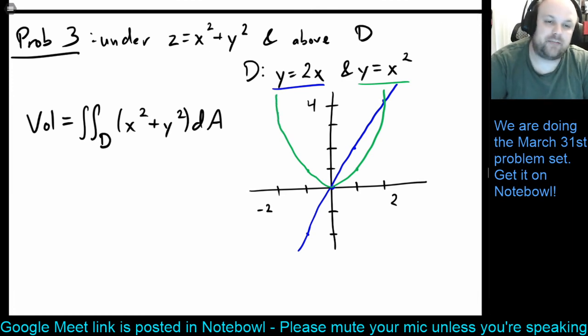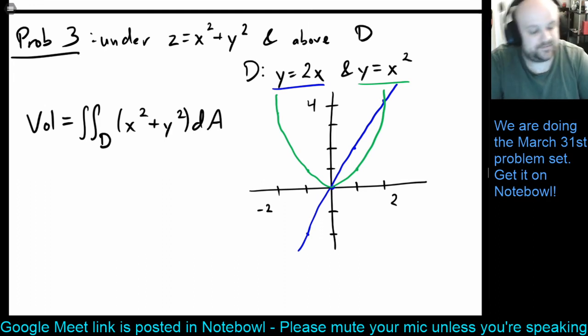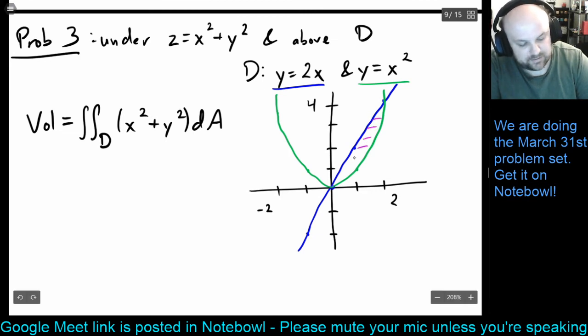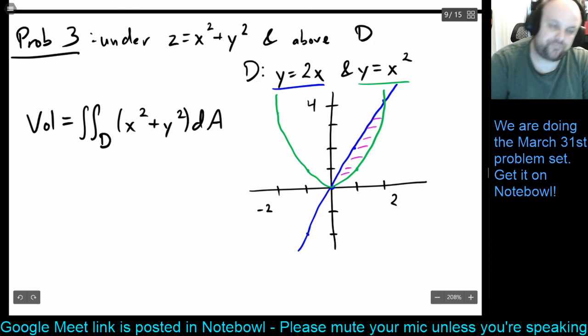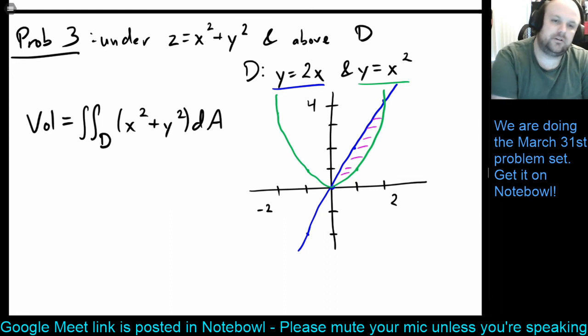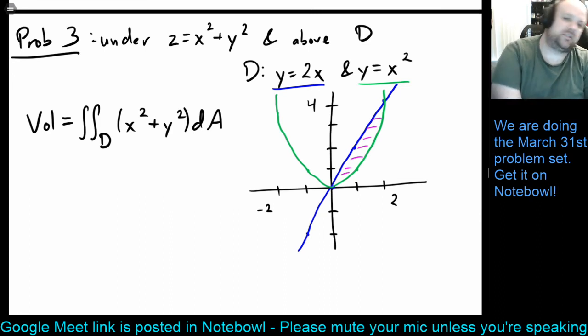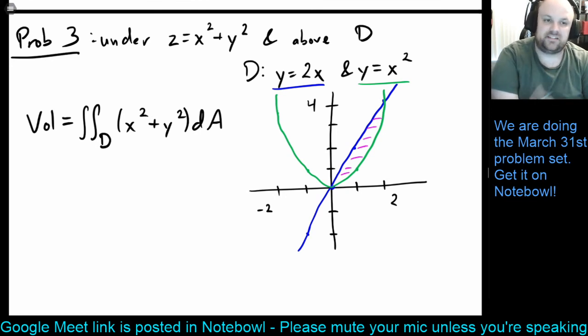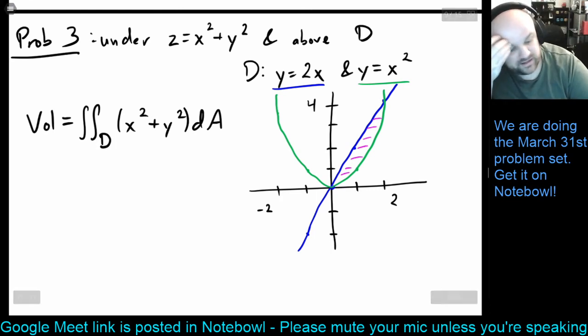So again here, once we've graphed this, we want to look and see, is there any region that's closed off by all of this? And there is, and it's this one right here. Now that we have that, we want to ask the question, in what order would it make more sense to set up this integral? Is this region easier described in a left to right fashion or a bottom to top fashion? Okay, so think about that for a second and let me know what you think.